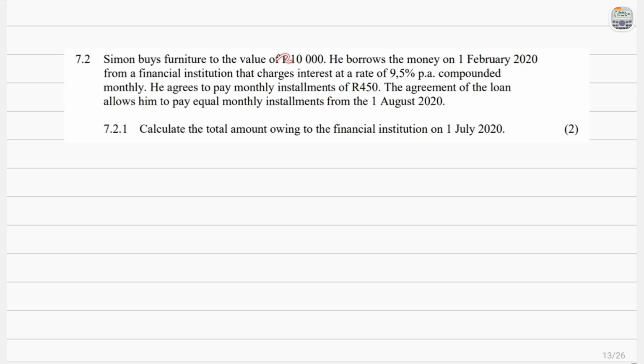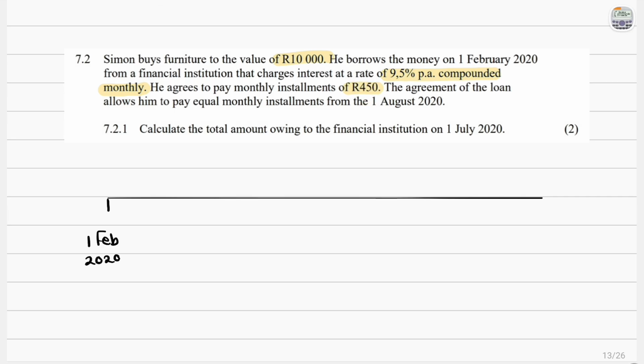Simon buys furniture to the value of 10,000 Rand. He borrows the money on the 1st of February 2020 from a financial institution. Okay, let's just record this on the timeline. He borrows this money on the 1st of February 2020 from a financial institution that charges interest at a rate of 9.5% compounded monthly. He agrees to pay monthly installments of 450 Rand.